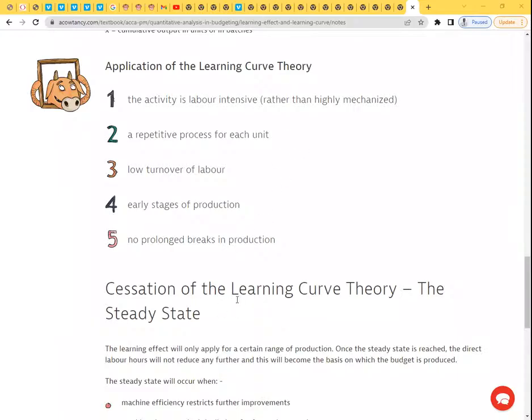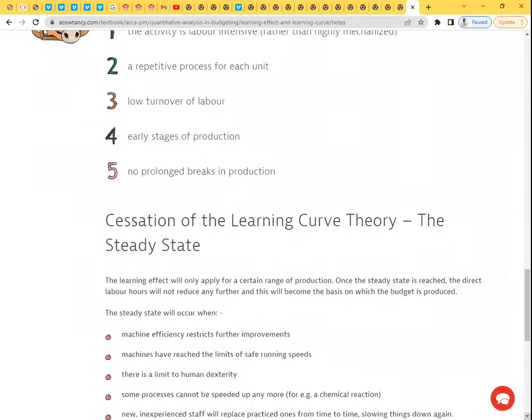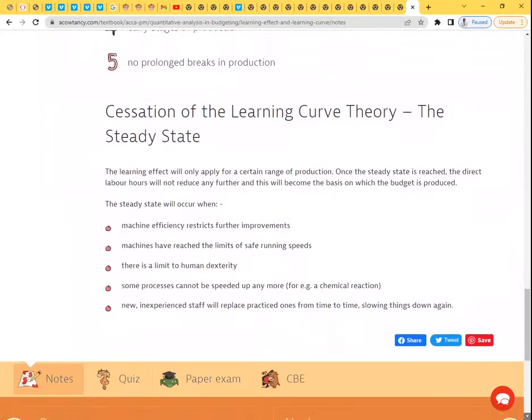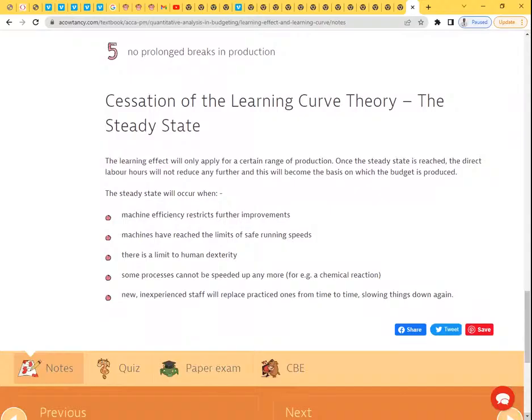And then now we have cessation of the learning curve. So why do we have these learning curves stabilizing very fast, settling very fast? Cessation of the learning curve theory, the steady state: the learning effect will only apply for a certain range of production. Once the steady state is reached, the direct labor hours will not reduce any further. And this will become the basis on which the budget is produced. The steady state occurs when machine efficiency restricts further improvements.